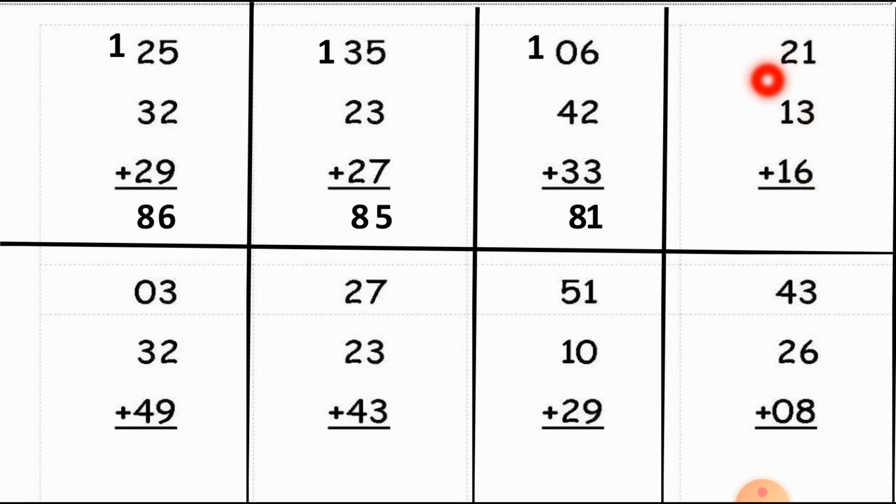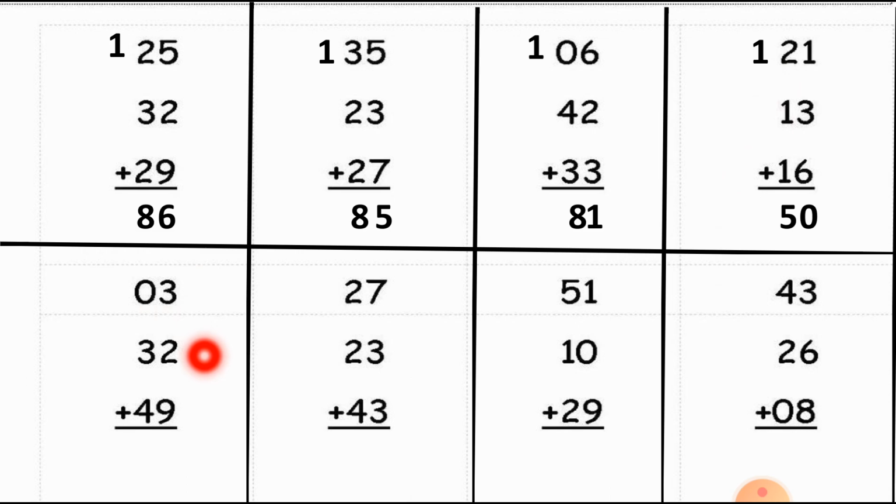Now let's move to the next sum, which is 21, 13 and 16. In this, the ones column is 1 plus 3 plus 6. So the answer of the ones column is 10. So we can put 0, and 1 will move as a carry forwarded number. Now let's move to the tens column. Here 1 plus 2 plus 1 plus 1, and the answer is 5. So here is our final answer, 50. Let's move to the next one.